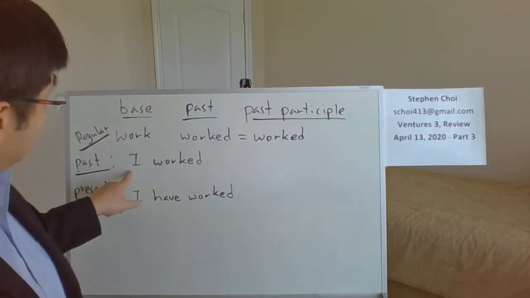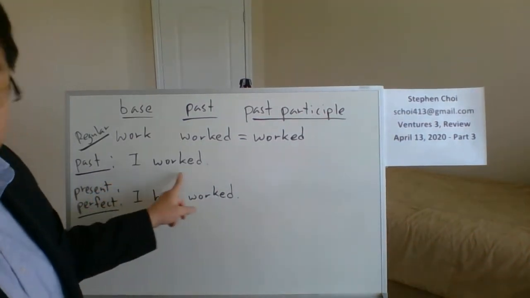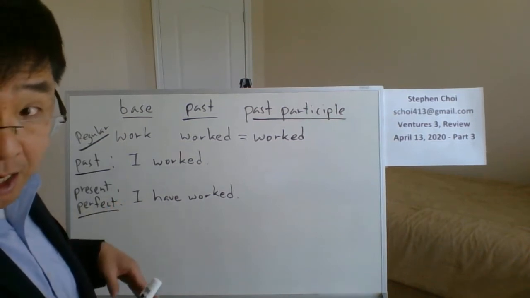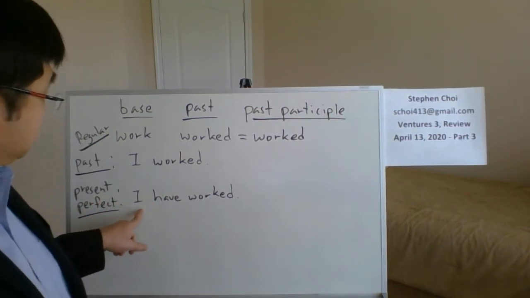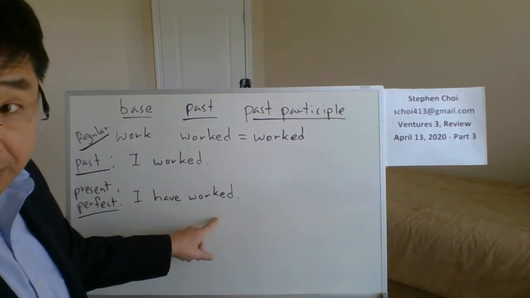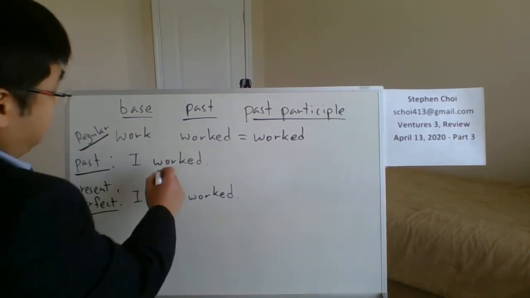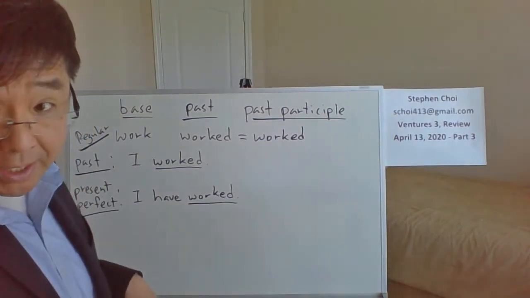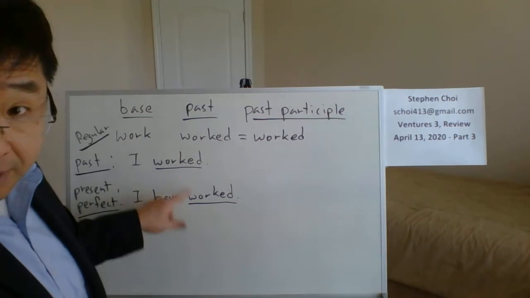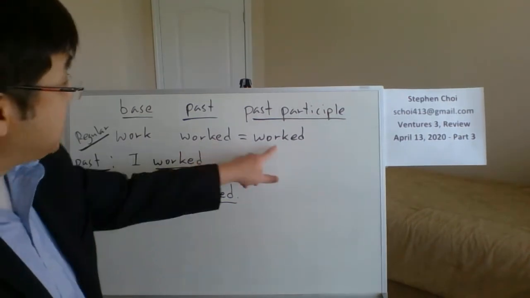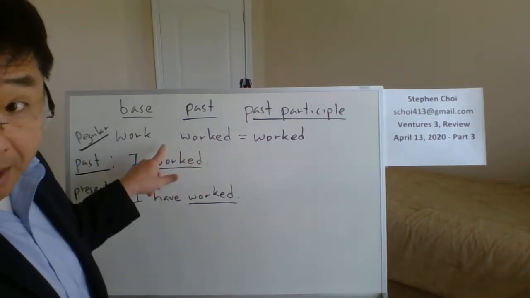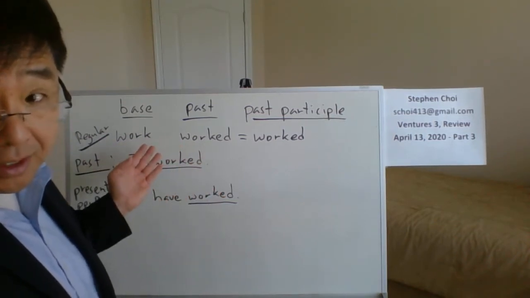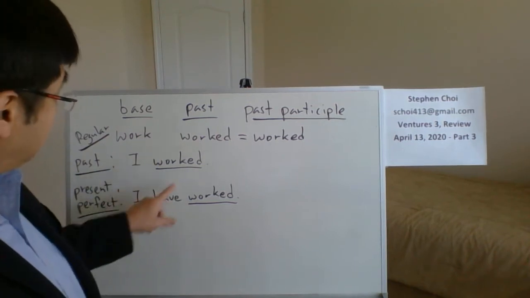For example, in past tense, you say I worked. In present perfect, which we'll talk about in another video, you say I have worked. So you have worked in the past tense and worked in the present perfect tense. They're the same words, right? Same spelling, same pronunciation, but the meanings are different. I worked and I have worked.